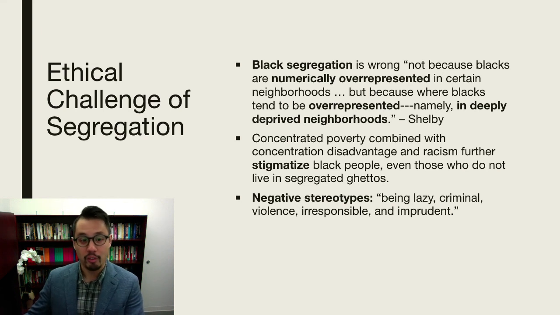So when concentrated poverty is combined with concentration of disadvantage, this leads to further racism and stigmatization of Black people, even for those who do not live in segregated or deprived neighborhoods. Now, this stigmatization is due to the cultural association of Black people with negative stereotypes such as being lazy, criminal, violent, irresponsible, and imprudent. So this stigmatization then further reduces and undermines respect and self-determination as well as future job opportunities. So these are all examples where multiple institutional factors combine to create a cascading effect on a particular population to undermine their human well-being and health.